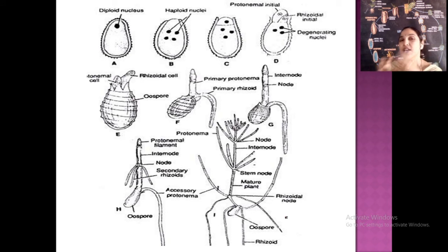The oospore undergoes meiotic division into 4 cells; 1 only exists, 3 degenerate, and the remaining 1 divides and forms the rhizoidal initial and the protonemal initial. Clear? The protonemal initial divides and forms nodes, internodes and branches. The rhizoidal initial divides and forms rhizoids. Clear? That is all about the final life cycle.